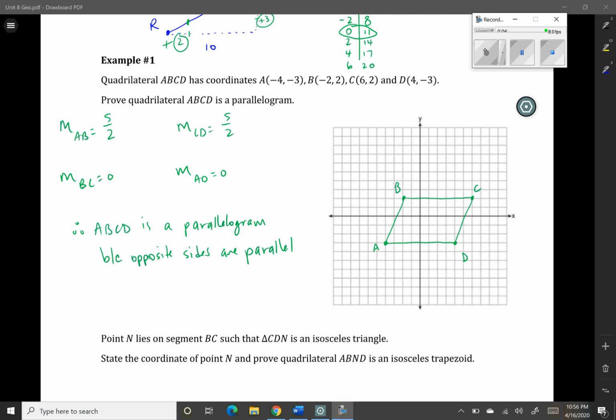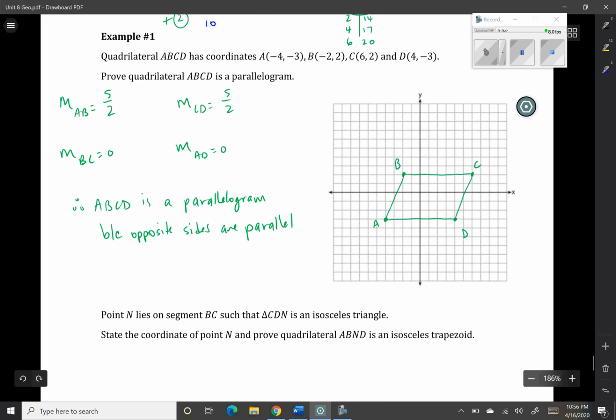same. So I notice the opposite sides of this quadrilateral are parallel, therefore it's a parallelogram. So my sentence is ABCD is a parallelogram because the opposite sides are parallel to each other. I know they're parallel because they have the same slope. It then says point N lies on segment BC such that CDN is an isosceles triangle. State the coordinates of N and prove that quadrilateral ABND is an isosceles trapezoid.